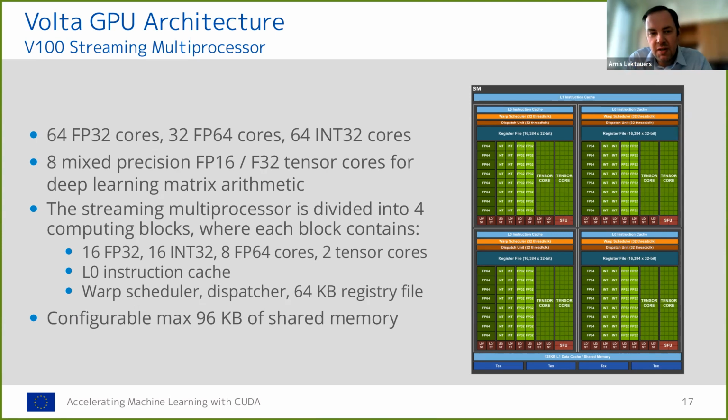And each streaming multiprocessor contains also 96 kilobytes of shared memory. It looks like very small memory, but by taking into account that the memory is built into the GPU and available for each streaming multiprocessor, it has extremely high bandwidth, and therefore, as I said previously, shared memory is very important for CUDA application development.